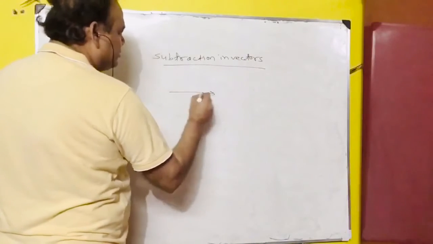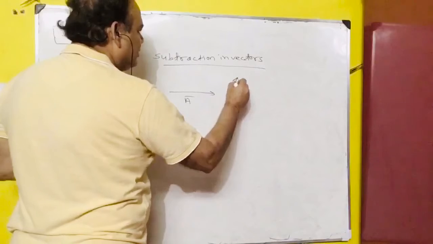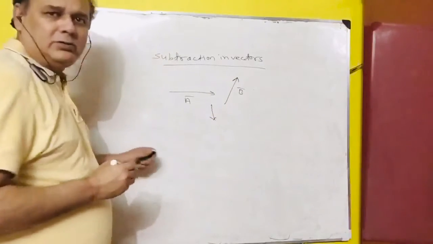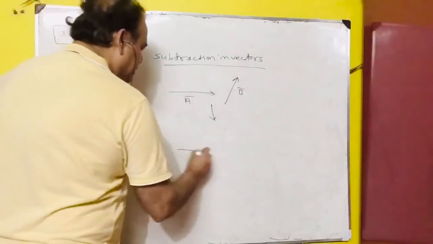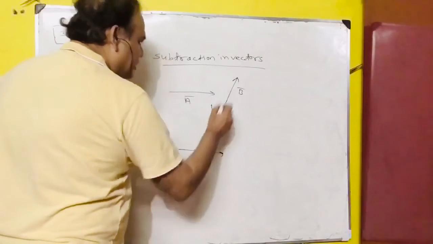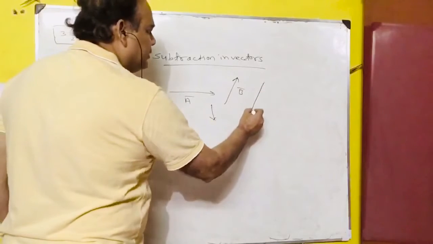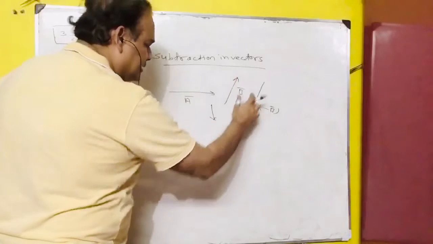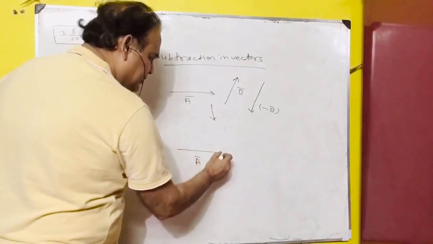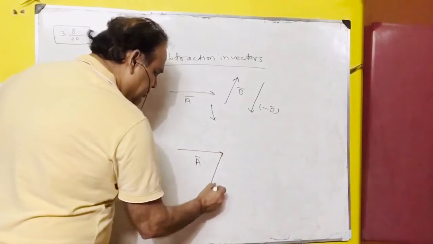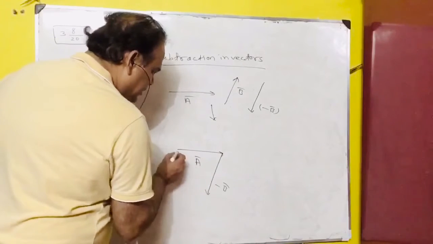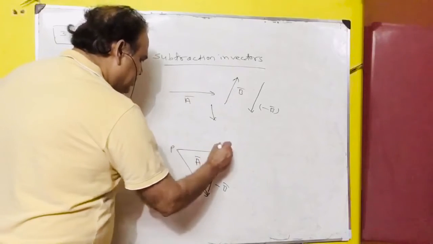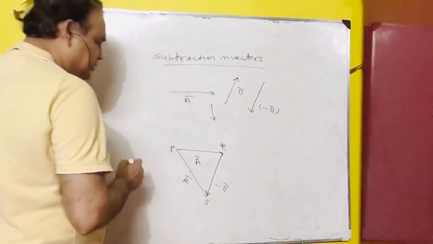And suppose you have to subtract this a vector and b vector. So for subtraction, what you have to do, you have to take a vector as it is and take b vector in the opposite direction, which is minus b vector. Bring this one here in the opposite direction, and put this minus b vector, and this is your resultant R. So this is P, Q, S.